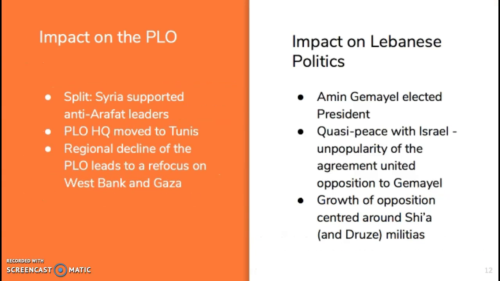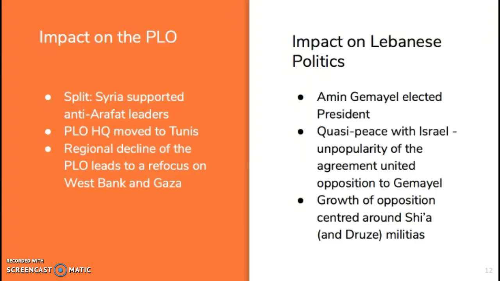In terms of the impact on the PLO, the invasion of Lebanon is pretty much a disaster for them. Syria is stirring up trouble, supporting leaders that are opposed to Arafat. The PLO headquarters is forced to move out to Tunisia, and the PLO begins to lose its political independence. It begins to seek a rapprochement with Egypt. Palestinian politics will now shift to the West Bank and Gaza.